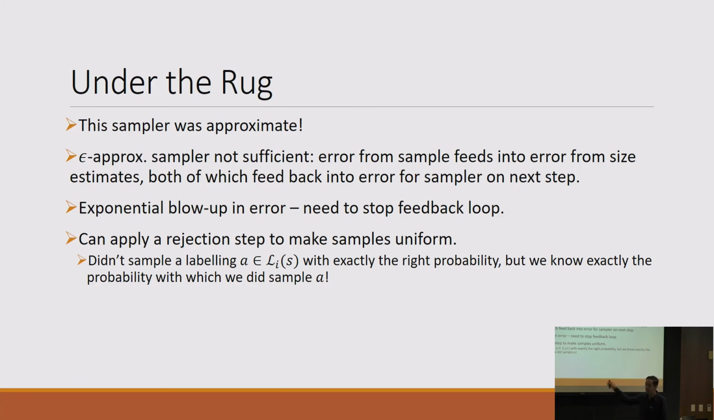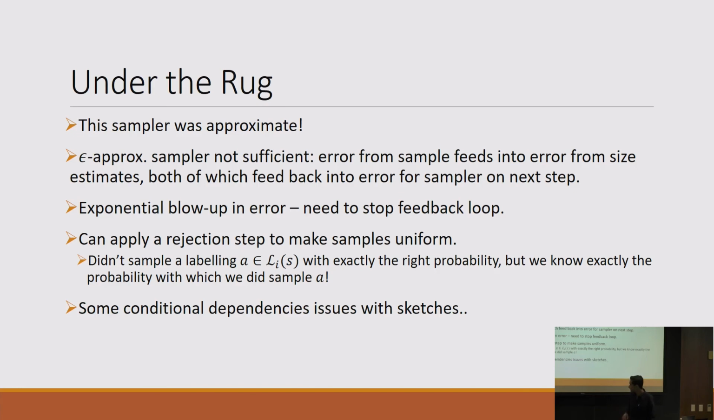And once we do that, this breaks the feedback loop of error flowing in and out of the samplers. There are also some slight conditional dependencies of the sketches that I won't mention; they're really not important. But the summary is basically everything. It's kind of like the problem of picking a uniform point in a circle: you pick a uniform point in a square, and then throw it out if it's not inside the circle. Is that what you mean by that?